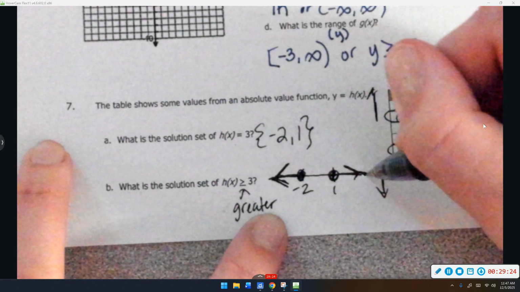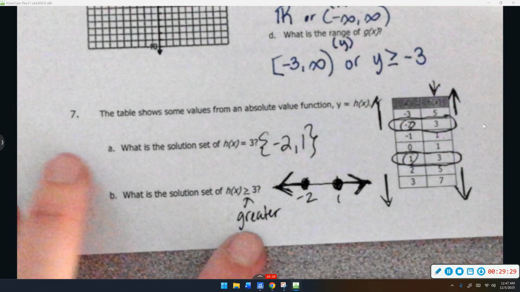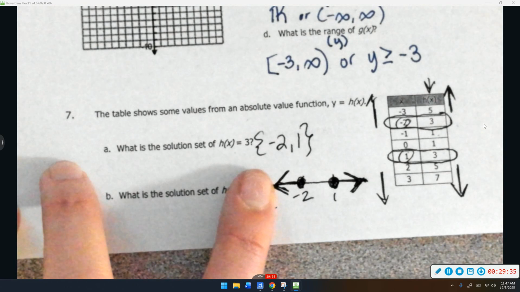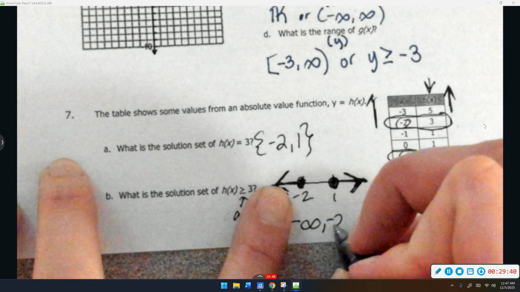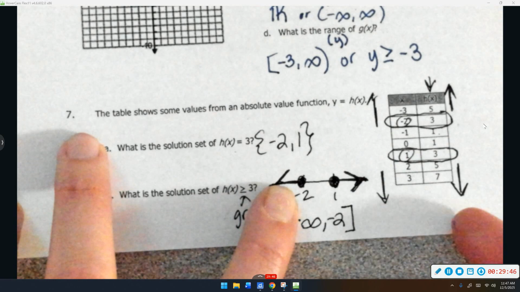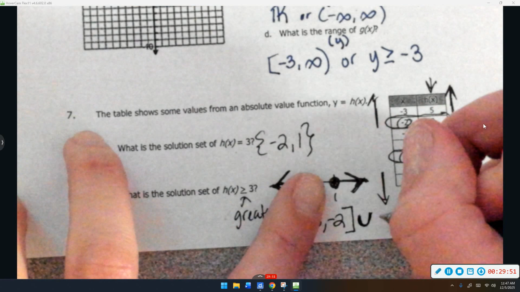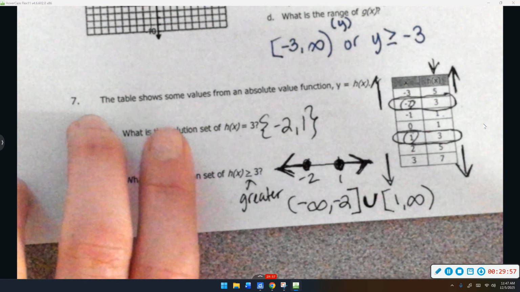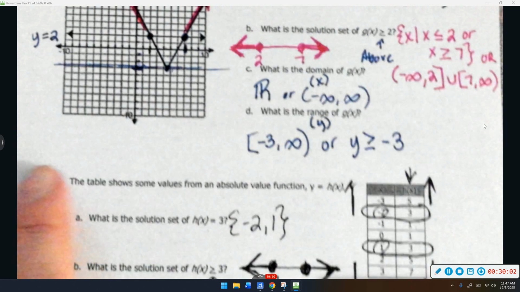Now I just have to write that, right? So it's on the outside. So I'm just going to do the interval notation because I don't have a whole lot of room. So the first interval, we run into an arrow, and it's pointing to the left, so negative infinity, up to negative 2, bracket, because I include negative 2, right? But I have another interval, so I have to draw U to join them together. And this will be bracket 1, and then that one is going into infinity. Okay? All right. Basically, it was the same question, just with the table.